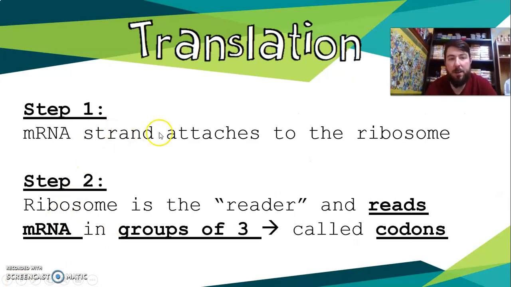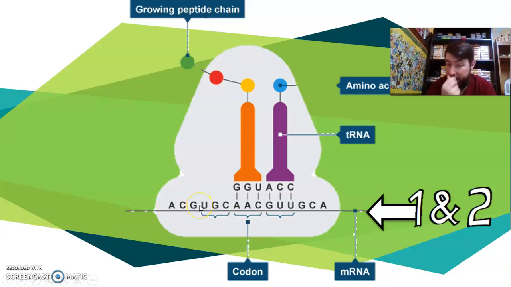So the mRNA attaches itself to the ribosome, and then the ribosome is going to read the mRNA in groups of 3. So 3 letters, like 3-letter chunks, basically. These are called codons. We're going to be talking about those again in a little bit. So here's the diagram. You can see here at the bottom, there's the mRNA, and it's inside the ribosome here.